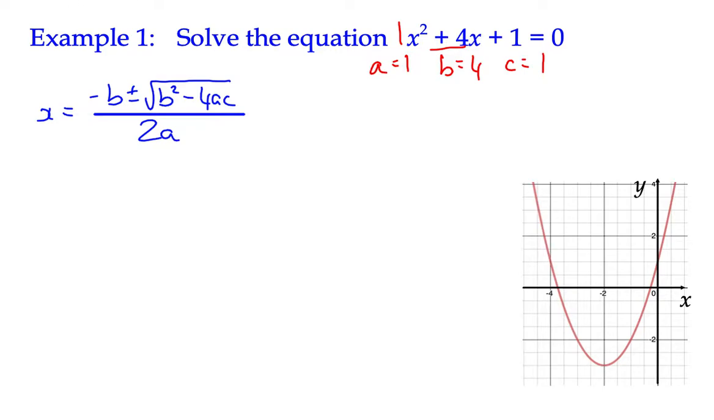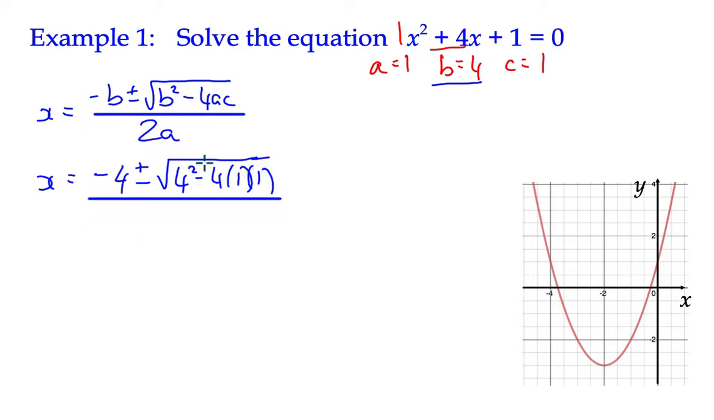So what do we do? Substitute in, as we do with all formulas. So x is equal to negative b, which just means -1 lot of b, or whatever b is, you flip the sign of it. So it's going to be -4 plus or minus the square root of b squared, so that's 4 squared minus 4 times a times c. Now I tend to put the values for a and c in brackets because we're going to have to watch, there might be 2 negative numbers to multiply together, but we'll see that in a moment.